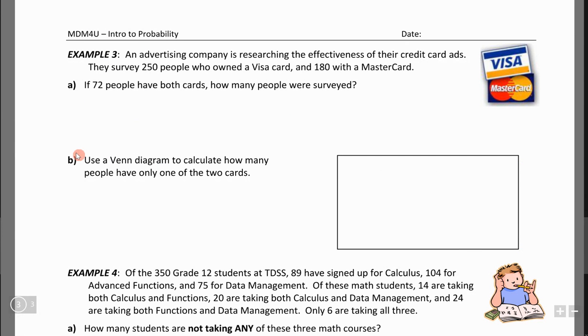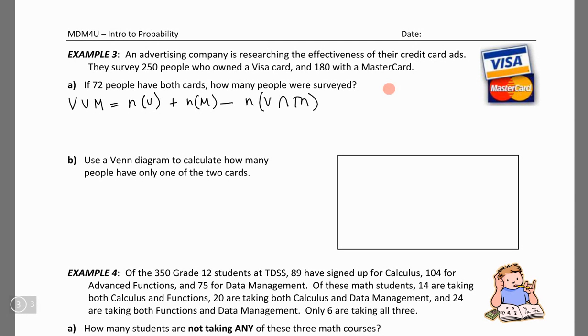All right, let's look at another example. Example number 3. An advertising company is researching the effectiveness of their credit card ads. They surveyed 250 people who owned a Visa card and 180 with a MasterCard. If 72 people have both cards, how many people were surveyed? So we're looking at the total number, the union of the number of people who have Visa cards in union with the number of people who have MasterCards. And so that's going to equal the number of people with Visa plus the number of people with the MasterCards minus the number of people who both have a Visa and a MasterCard.